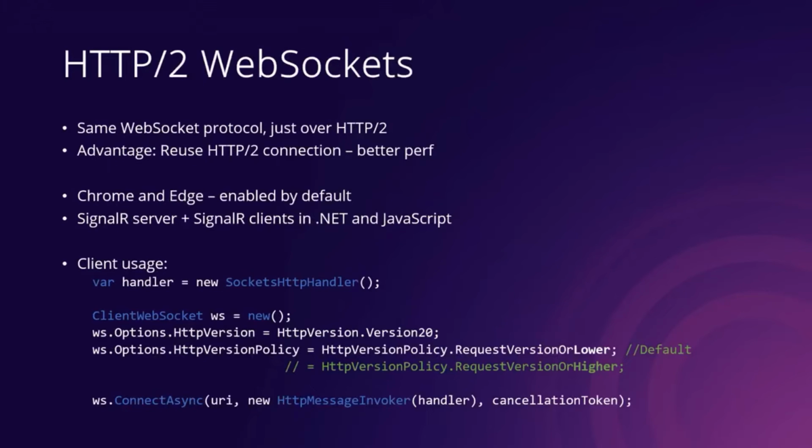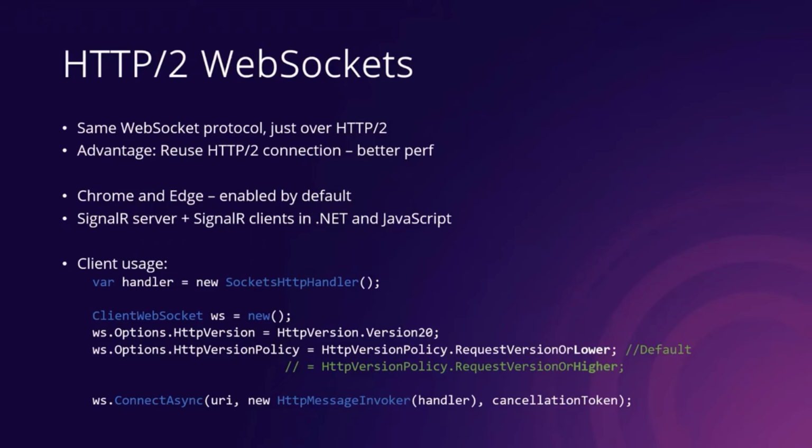So let's move to the very next topic, which is HTTP2 WebSockets. That's new in .NET 7. By the way, the protocol itself is the same as the HTTP 1.1 WebSockets, so nothing much changed. It's just over an HTTP2 connection. I will describe the differences between the HTTP connections themselves.